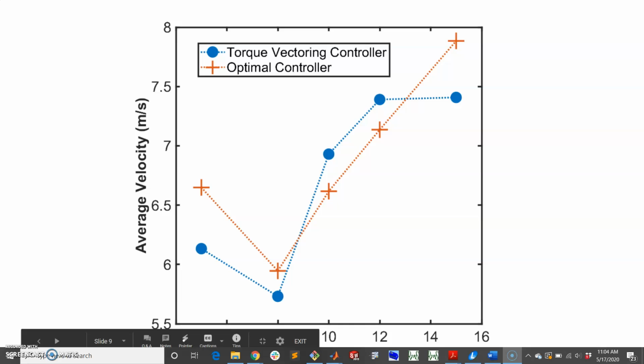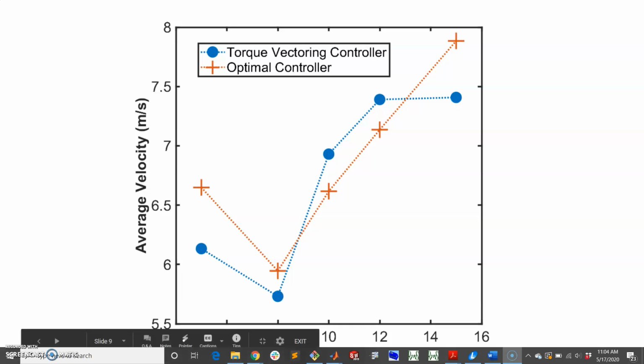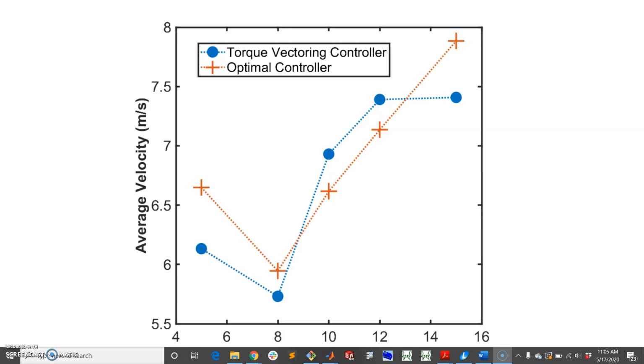For a more rigorous comparison, the average velocity is plotted for the optimal controller versus the torque vectoring controller. We can see that in 2 instances, the torque vectoring controller is actually faster than the optimal controller. However, this is non-physical, and it's because the torque vectoring controller was run with a higher force limit than the optimal controller was.